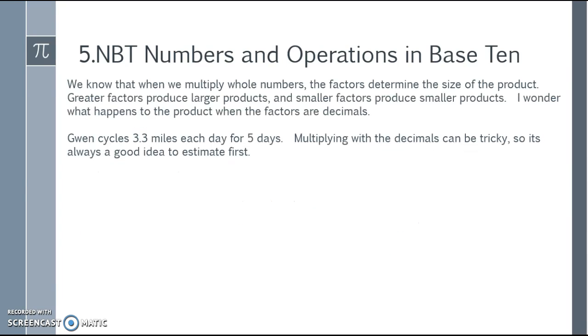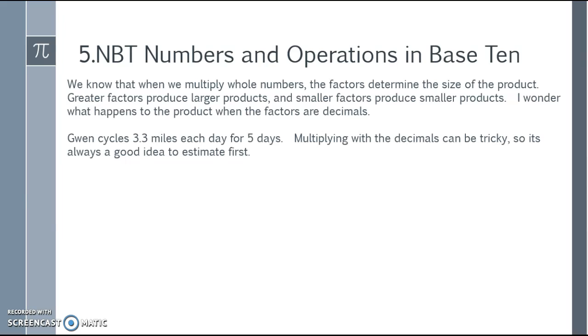We know that when we multiply whole numbers, the factors determine the size of the product. Greater factors produce larger products, and smaller factors produce smaller products. I wonder what happens to the product when our factors are decimals. So what happens when we multiply by decimals?